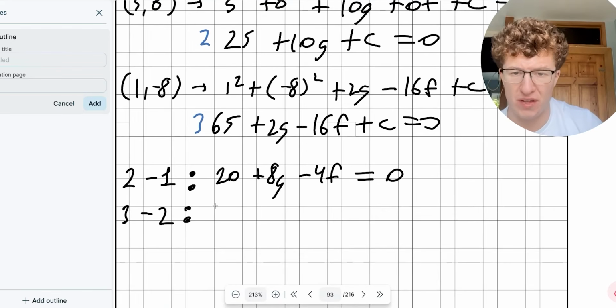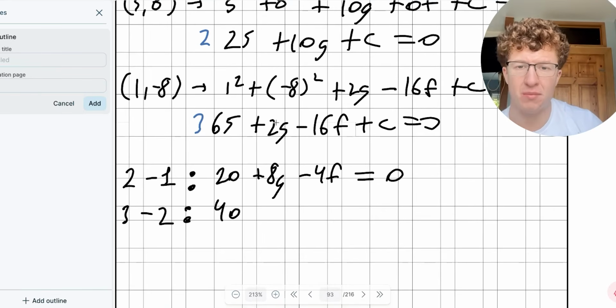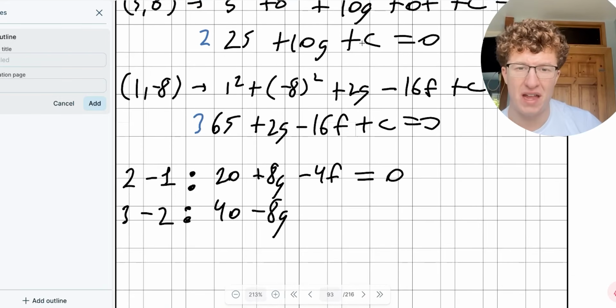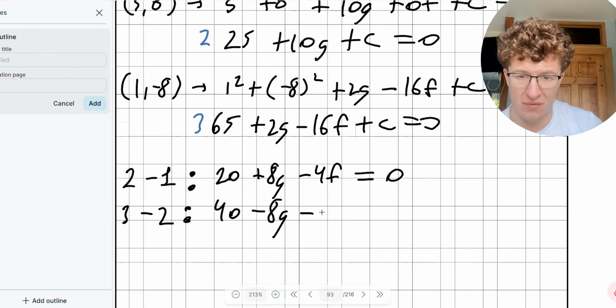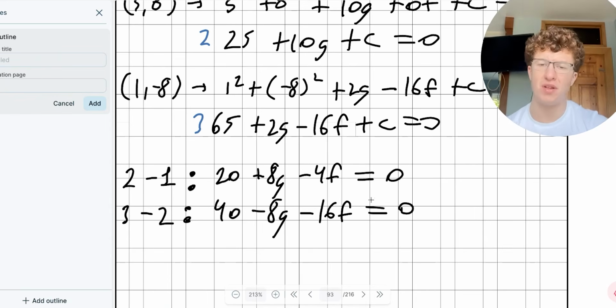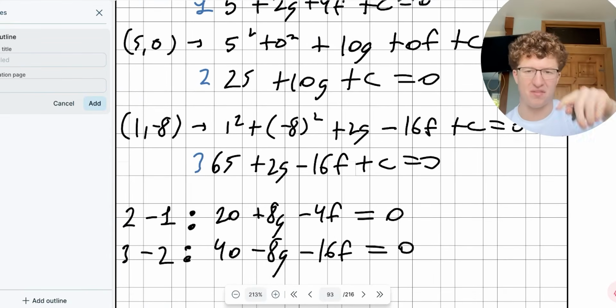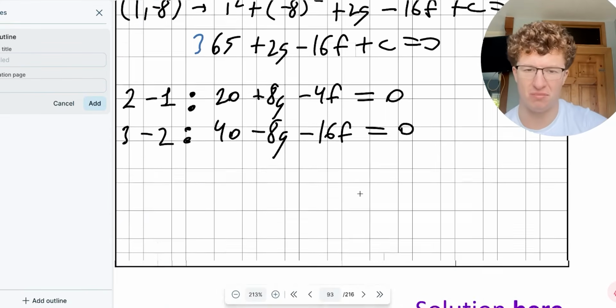Now, the second one, I'm going to do the third equation minus the second equation. So 65 minus 25 is going to be 40. 2g minus 10g is going to be minus 8g. Minus 16f, and there's no f in this, so it's going to be left with minus 16f. The c's will cancel, and we'll do 0. I'm just doing simultaneous equations here. I'm not actually writing out each equation and then minusing from the other. I'm just looking at them, because I'm running low on space.